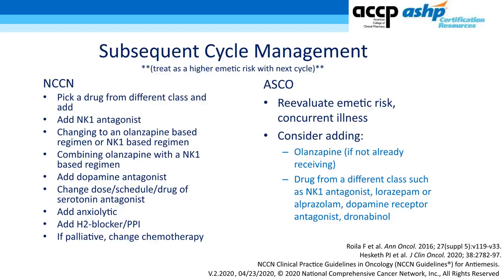Adding in a dopamine antagonist, possibly changing your dose or schedule or even the drug of your serotonin antagonist, adding an anxiolytic, which I often find is a layer of CINV that is not always fully optimized, as well as acid suppression. And then always evaluating if the intent of treatment is palliation or cure, and if palliative, possibly adjusting the chemotherapy regimen. ASCO has similar sentiments as you reevaluate that emetic risk as well as concurrent illness. Also considering that some patients may be displaying nausea from disease-related symptoms, evaluation of their response to treatment will be important.